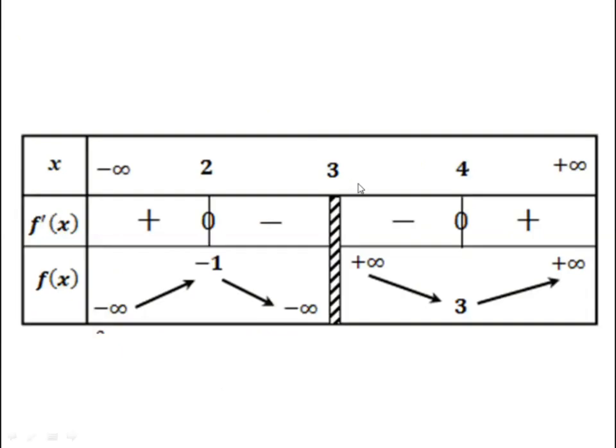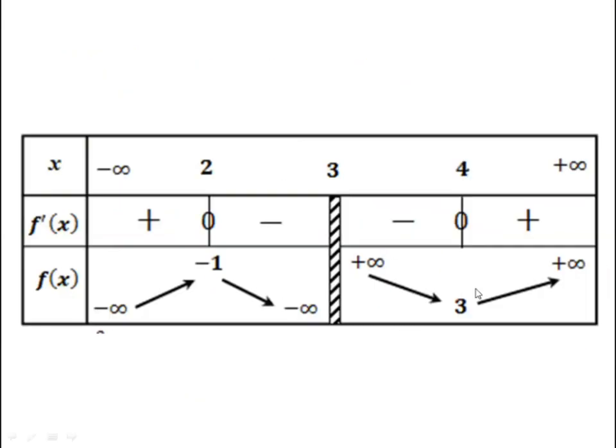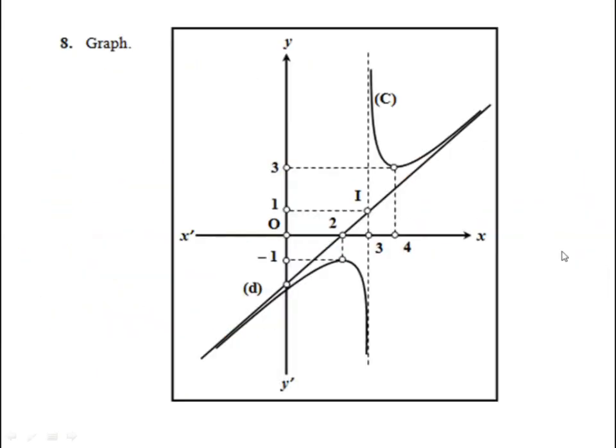Then after 3, we will start at plus infinity and go down to the point of coordinates (4, 3). And then we will go up to infinity. So here we are going up to infinity.